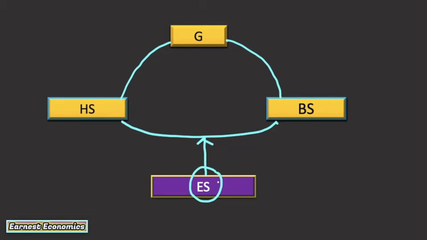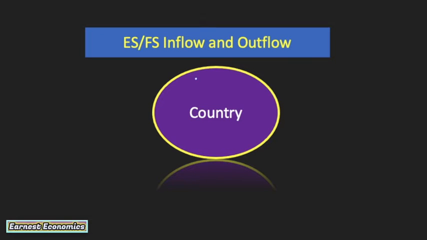So first of all, we need to understand what the external sector actually means. Now we know a lot of economic transactions take place between individuals and firms of a particular country. However, there are people and there are firms within a country who have got economic transactions with people and firms of other countries.